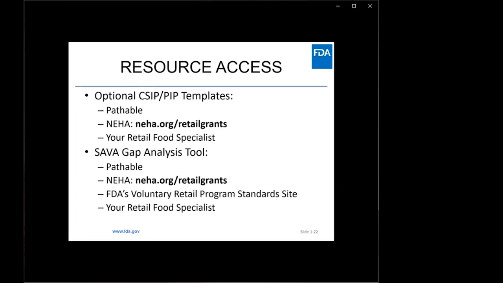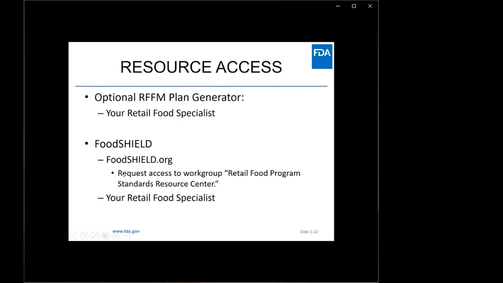The SAVA gap analysis tool, which I showed you a quick demonstration of, you can find the link to that on Pathable, again on NEHA's retail grants page. You can find it on its homepage at the Voluntary Retail Program Standards site by FDA. And again, you can get things through your retail program, your retail food specialist. Now, the plan generator that I did a demonstration of just a few moments ago, that one you have to go directly to your retail food specialist at this time.